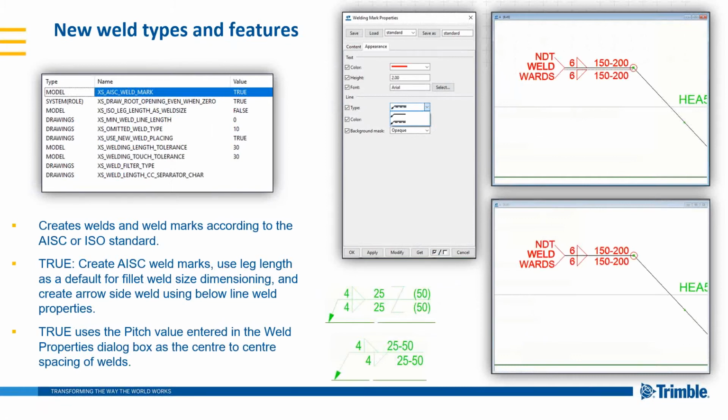One of the settings in here as well, and what we were asked to create at the very beginning, was we can jump from AISC standard weld and welding functionality and welds on drawings to standard ISO. Now, I'll go into there and show you how we set that up and what the implications are for the welds.